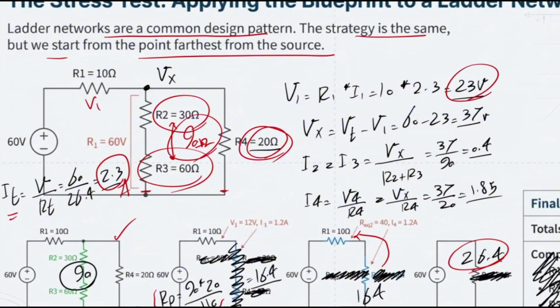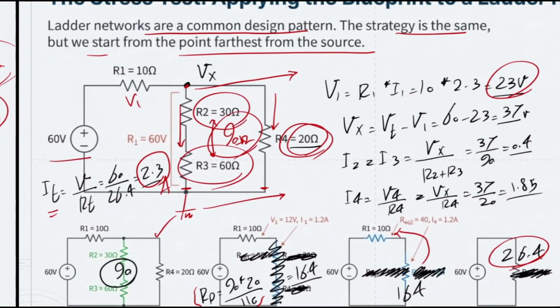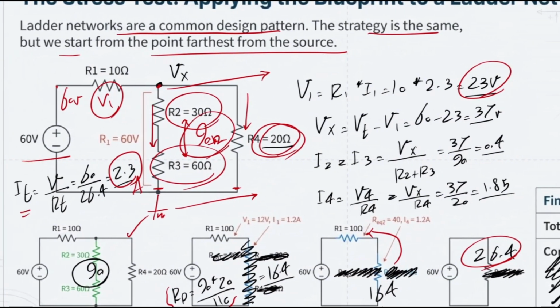For finding I2 and IR, this current and this current, we can either use the current divider, we know about that, or let me show you another way. The voltage over here is Vx. We can name it anything, it doesn't matter. The voltage difference between this point and the ground is Vx. How can we find it easily? This Vx is the V total subtracted by the voltage drop V1. So Vx is 60 subtracted by 23, which is 37.